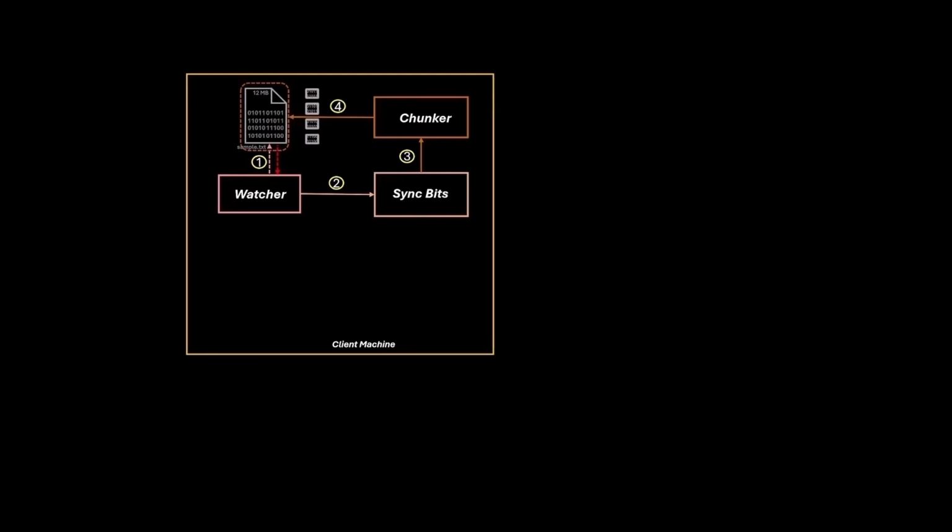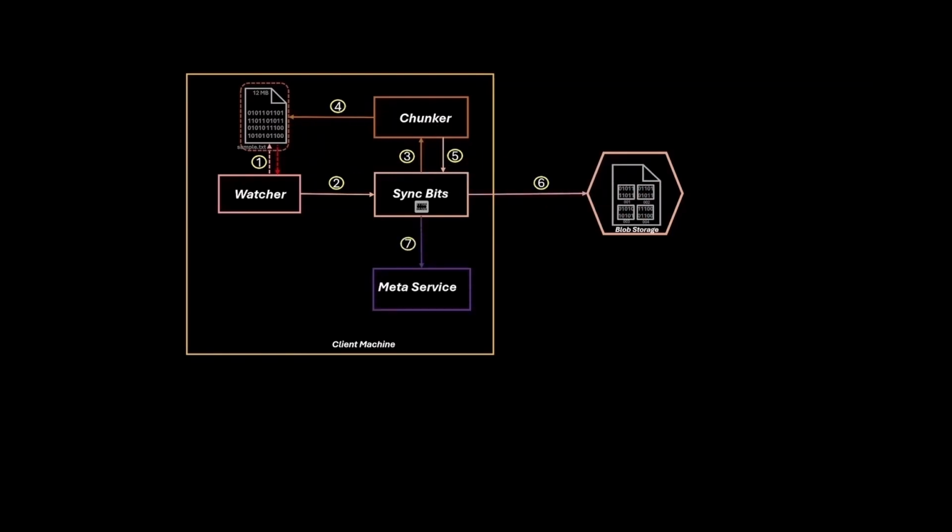We can see that we have chunked data in four pieces, and the sample.txt has 12 MB of size, so we have divided the complete data into 4 different chunks of 4 MB. Further, the chunker service sends the chunked data to the sync bit service in the fifth step. Then the sync bit service connects to the blob storage in the sixth step and saves a copy of this sample.txt in blob storage. The sync bit service then talks to the meta service in the seventh step, and the meta service receives the chunk bits, right, along with the metadata.